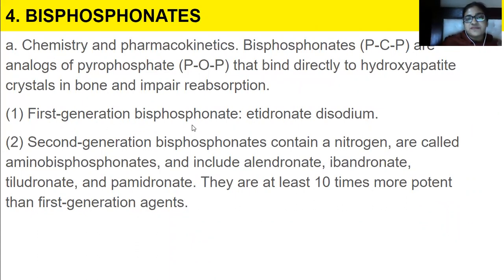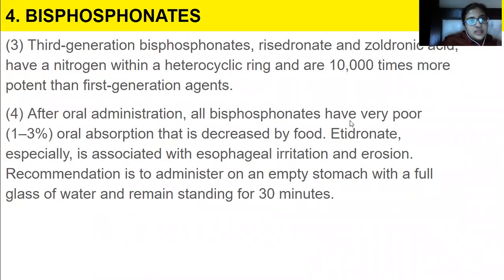So the first generation bisphosphonates include etidronate disodium, and the second generation contain a nitrogen, so they are called amino bisphosphonates, and they include alendronate, ibandronate, tiludronate, and pamidronate. They are at least 10 times more potent than first generation agents. The third generation bisphosphonates are risedronate and zoledronic acid. They have a nitrogen within a heterocyclic ring and are 10,000 times more potent than the first generation agents.